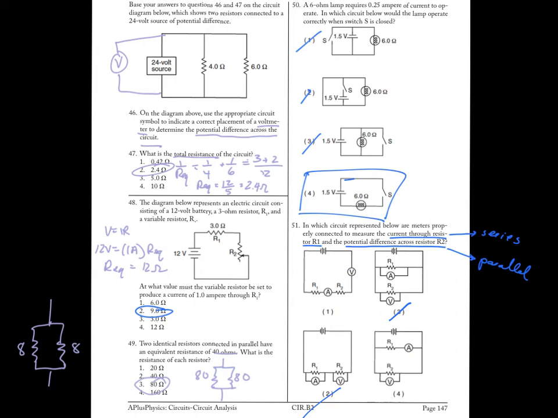Good. Now we're looking for which of these show the voltmeter in parallel to R2. Choice 1 does not follow. It's in series. Choice 4 is the only one that fits the bill because our voltmeter is in parallel to R2.